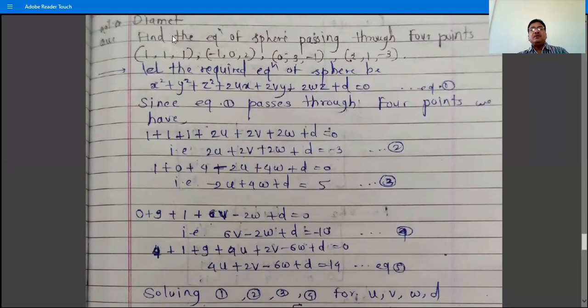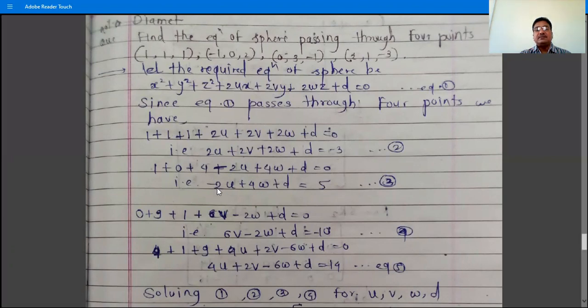That is, the point (1, 1, 1) satisfies this equation, so substitute x, y, z as 1, 1, 1. What do we have? 1² + 1² + 1² + 2u + 2v + 2w + d = 0. That is, we have the equation 2u + 2v + 2w + d = −3. This is equation number 2. Also, the sphere passes through the next point, so this point satisfies the equation. Substitute x as −1, y as 0, and z as 2.